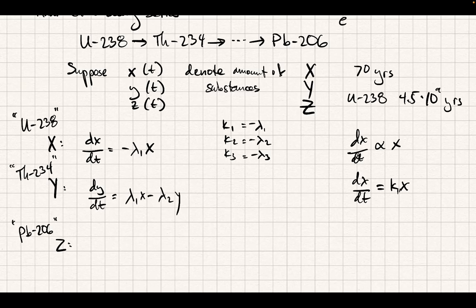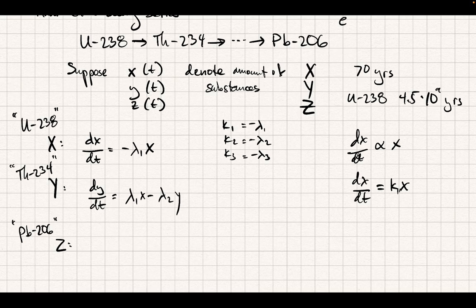So what happens with the decay of Z? Is it just whatever is in Y? Excuse me, I didn't mean to say decay. That's misleading. What is happening with the situation with Z? The amount of Z. I feel like dz over dt equals lambda 2 y minus lambda 3 z. I think it's lambda 1 x.